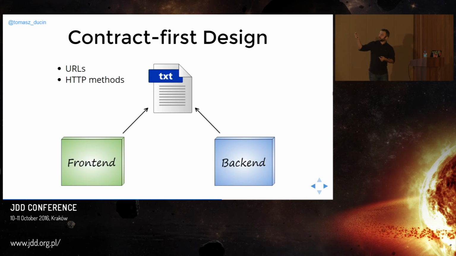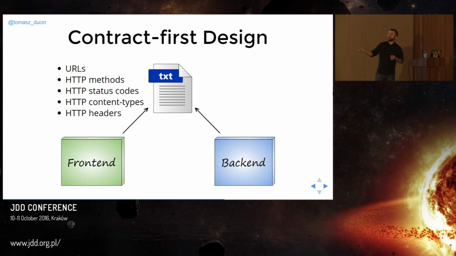So basically, the contract is just a text file which includes the URLs and the HTTP methods of the resources we have. We also define the status codes, like 200 OK, 404 not found for certain cases. We define the content types, whether it's JSON or something else, the HTTP headers if we have any custom headers in our application, and of course the content itself. So this might be a JSON schema, for instance.